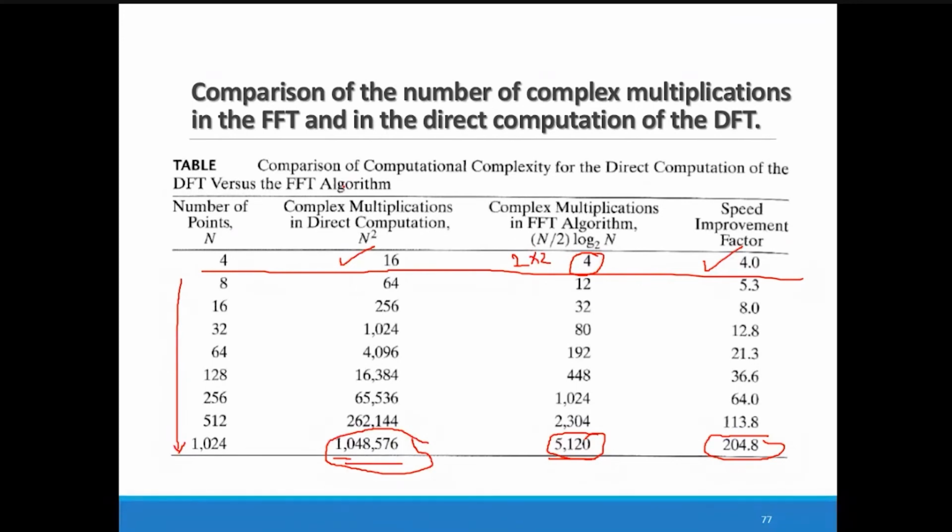All of you clear up to this? All of you understand this table? This is simple. We have taken the number of multiplications in direct computation and the number of multiplications required in the FFT.